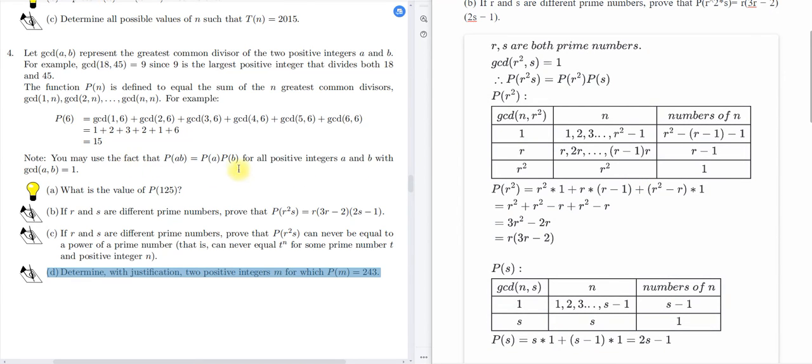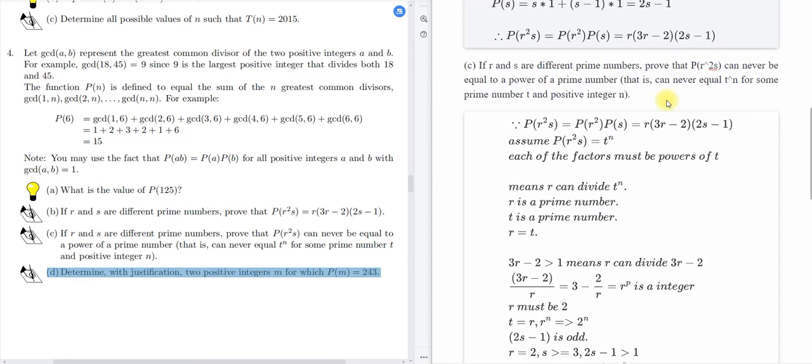Remember we use this fact in part B. Okay, let's see part C. If R and S are different prime numbers, prove that P(R squared S) can never be equal to a power of a prime number. That is, can never equal T to the power of n for some prime number T and positive integer n.